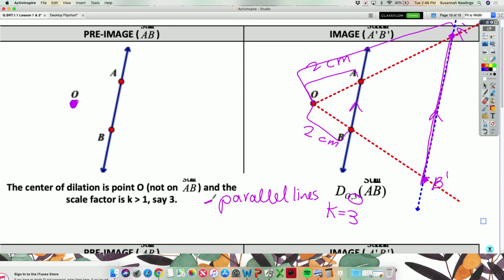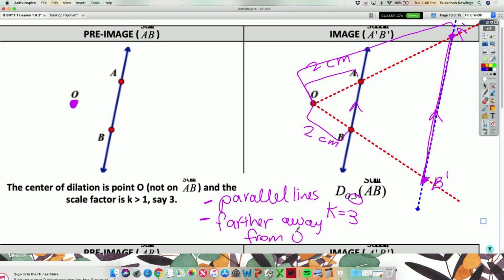And since this was an enlargement, did we get closer to that point, or did we get farther away? We got farther away. So farther away from O. So make those little notes there.